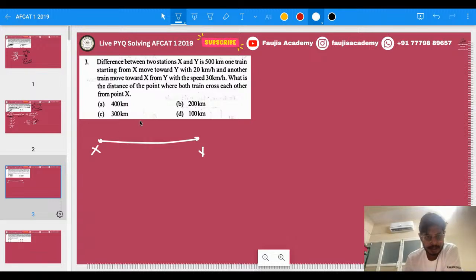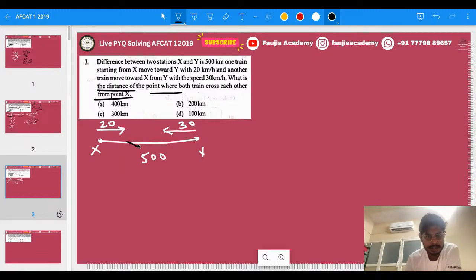The difference between two stations X and Y is 500 kilometers. One train is starting from X and moving towards Y at 20 kmph. Another is moving towards X from Y at the speed of 30 kmph. What is the distance from X of the point where both trains cross each other?